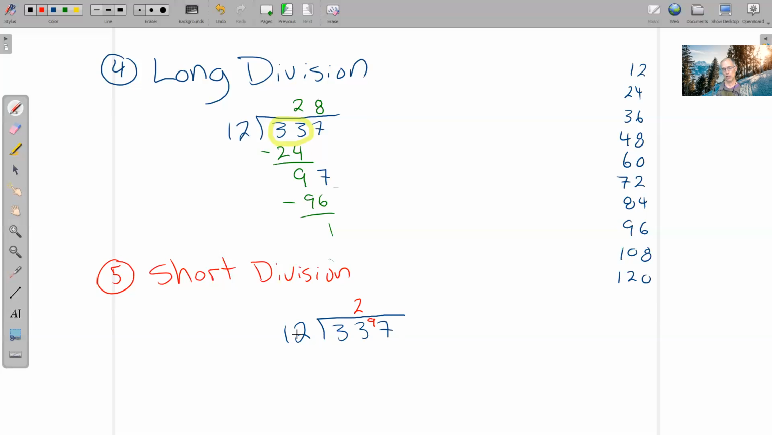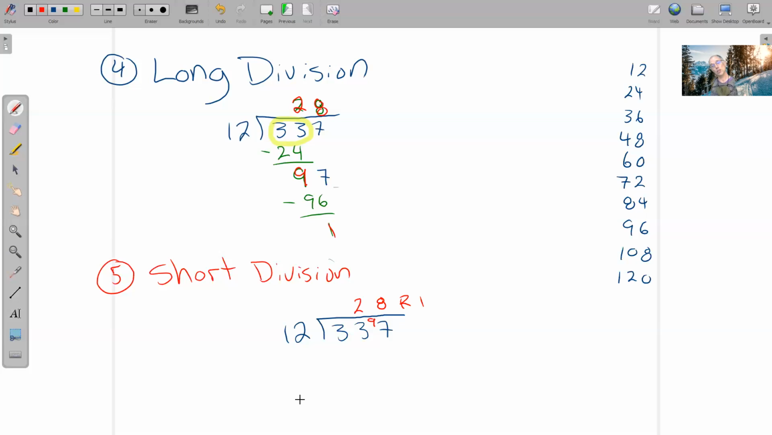And then I say to myself, okay, how many times does 12 go into 97? 8 times, because 8 times 12 is 96. So it goes in 8 more times with a remainder of 1. So with the short division, we write a lot less, right? I wrote the 2, I wrote the 9, I wrote the 8, and I wrote the 1, but I skip writing the subtraction. We skip that part out. And that is short division.